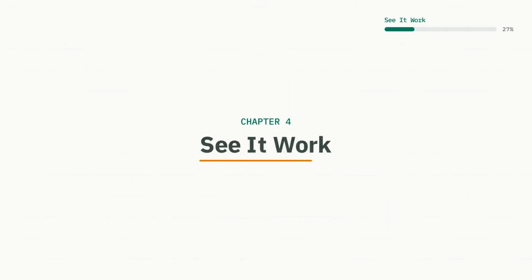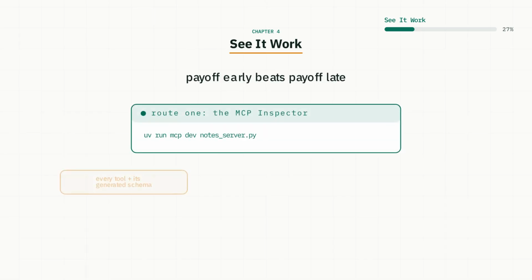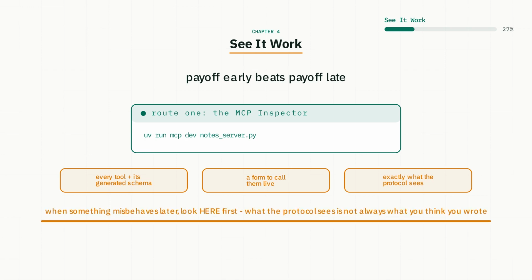Chapter 4, see it work, because payoff early beats payoff late. Route 1, the MCP Inspector, the official debugging interface. One command launches your server under it and you get a browser panel showing every tool, its generated schema, and a form to call it live. Watch, add note, execute. Watch search notes find what you saved. When something misbehaves later, this is where you look first. It shows you exactly what the protocol sees, which is not always what you think you wrote.